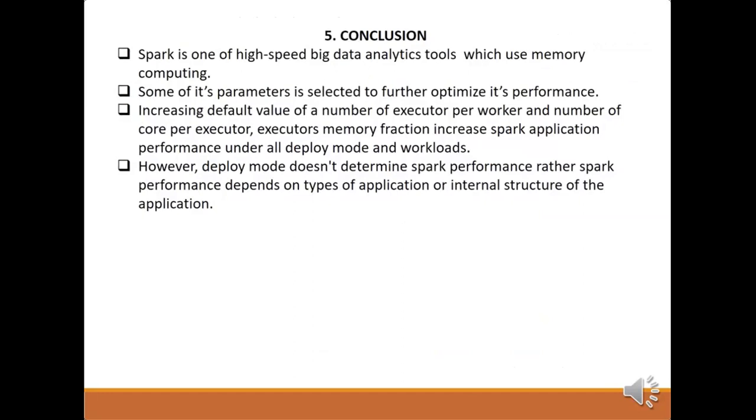As a conclusion, Spark is one of the high-speed big data analytics tools which uses memory computing. Some of its parameters are selected to further optimize its performance based on our requirements. Once we did our experiment, we got a result, which means increasing the default values of the number of executors per worker, the number of cores per executor, and the memory fraction increases Spark application performance under all deployment modes and workloads.